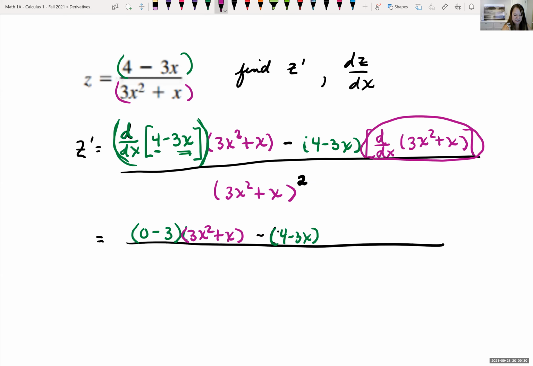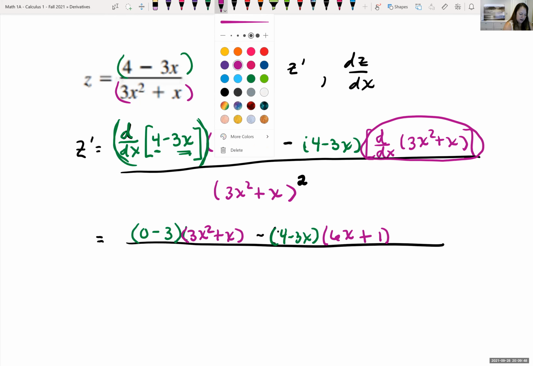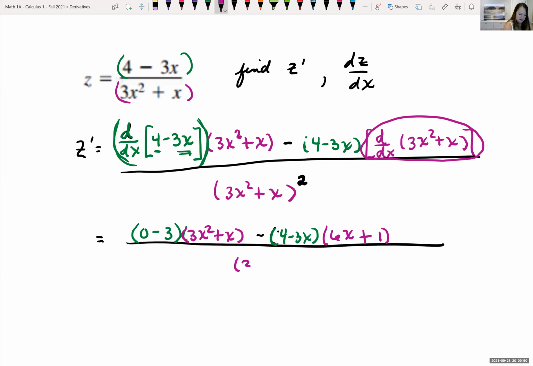So let's look at this piece. The derivative of 3x squared: bring our power down front and multiply it by the 3. So we have 2 times 3 is 6x, and subtract 1 from our exponent. So that just gives me a 1, plus the derivative of x, which is just 1, all over the denominator quantity squared. So 3x squared plus x quantity squared.